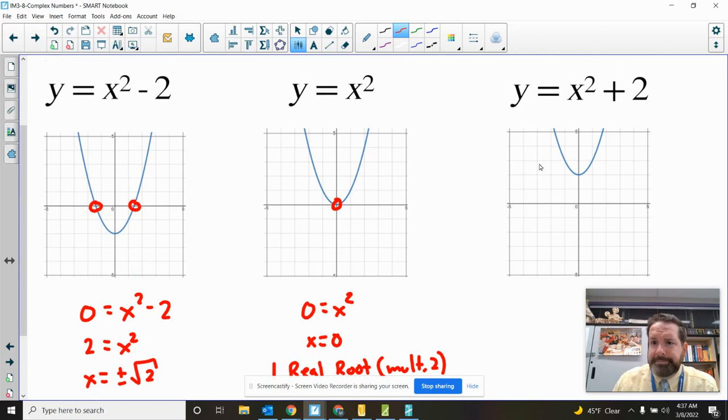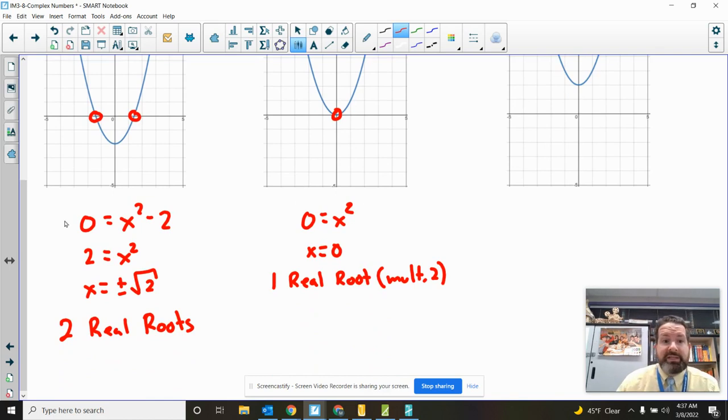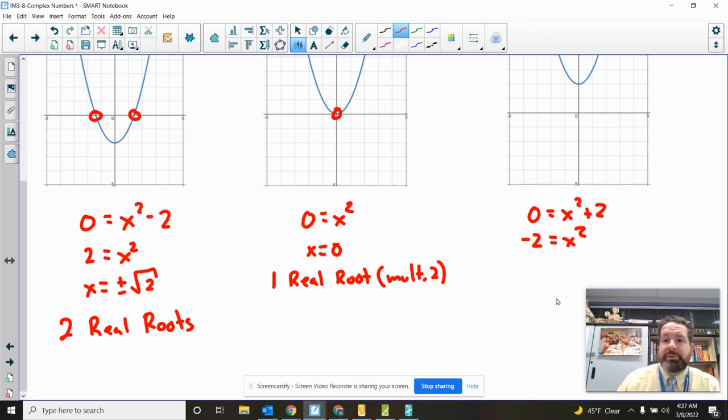As we look at this one, well, this one doesn't cross the x-axis. That doesn't mean there aren't roots. It just means those roots are not real numbers. To find those roots, let's do the same thing we've done in these other cases. Put a 0 in where we see the y. That's equal to x squared plus 2. So subtract the 2. Do a square root. And what I'm going to see is x equals plus and minus... If you square root a negative, you get this i involved.